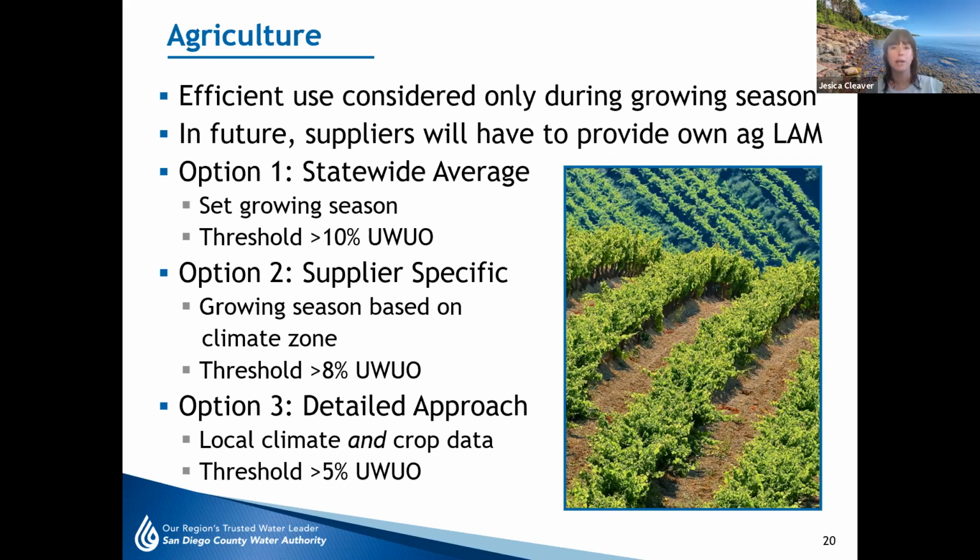Next would be supplier specific, meaning that the supplier could provide their climate data to the state. And that way the growing season could be based on their local climate data, and it would reduce the threshold to 8%. And finally, the detailed approach incorporates local climate data and crop data and reduces the threshold to 5%. But of course, the water supplier needs to be able to provide the crop data for their service area. Next slide, please.